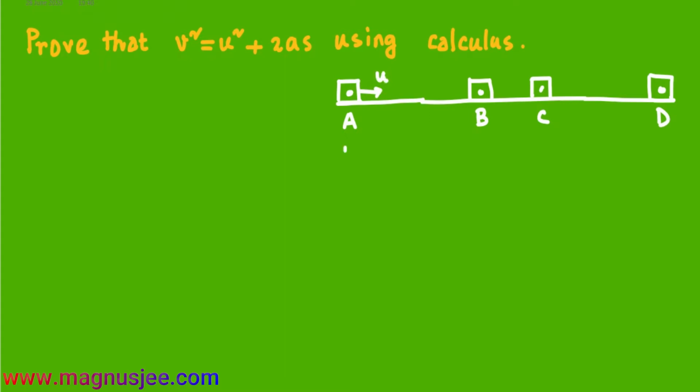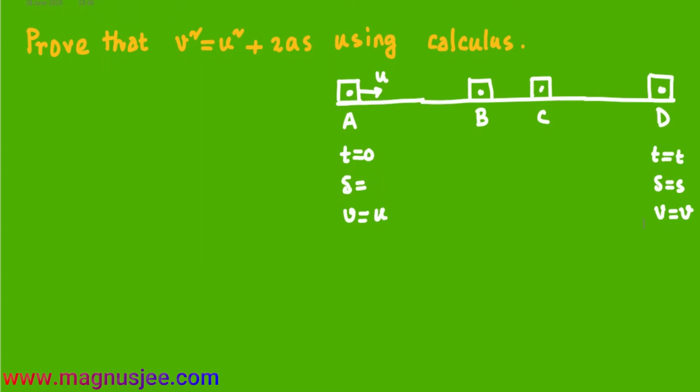At the point A, the body had the initial velocity u at t equal to 0 seconds, and the initial displacement will be 0, s equal to 0 at the point A, and the velocity at the point A will be u. At the point D, time t is equal to t seconds, and displacement is equal to s, and the velocity of the body at the point D is v.